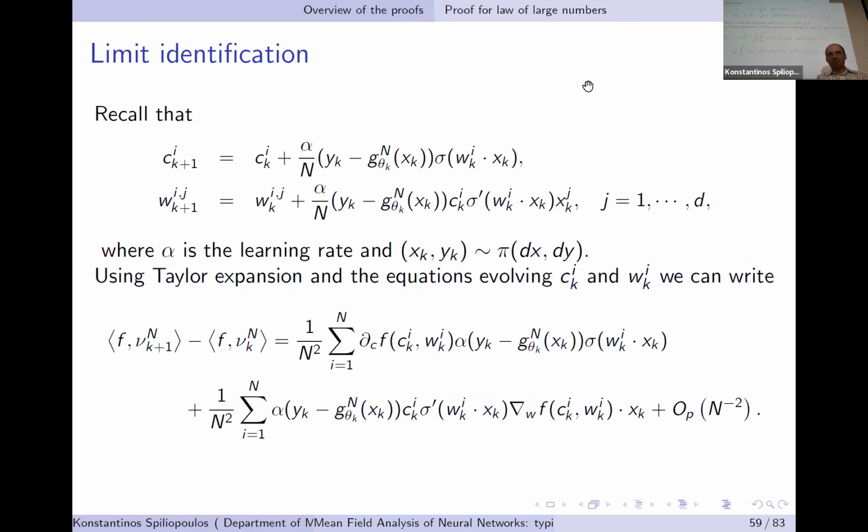When you want to study the limit of a measure, it's much easier to study the limit of an integral of a measure with respect to a test function. So I'm doing the pairing of a test function f with the empirical distribution. And I look at this at two different times, like the update at time k and the update at time k plus 1. And then I do a Taylor expansion on the function f that is sufficiently smooth. So if I do a Taylor expansion, maybe I can write it here.